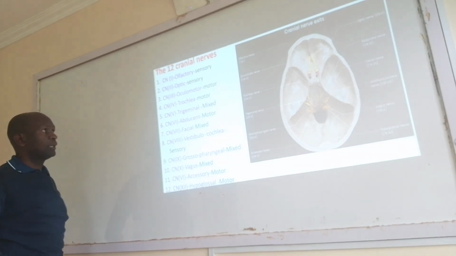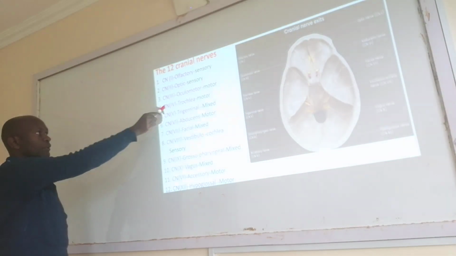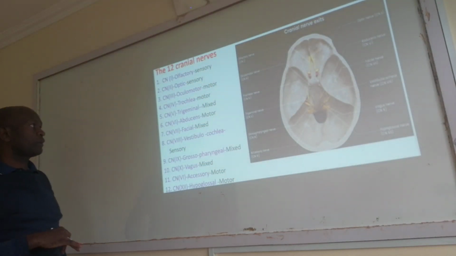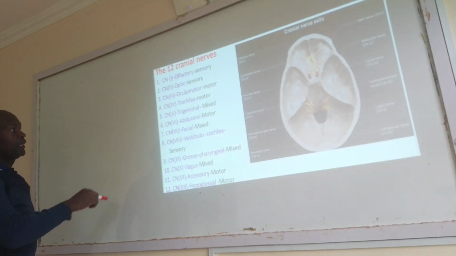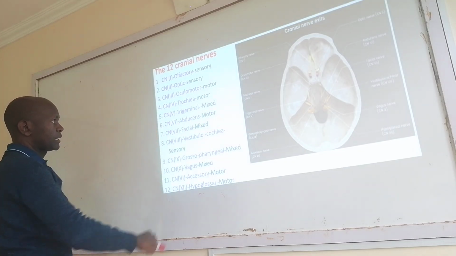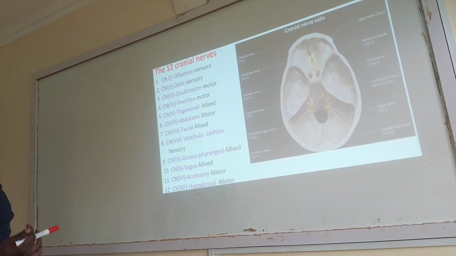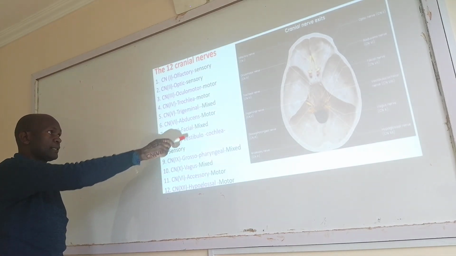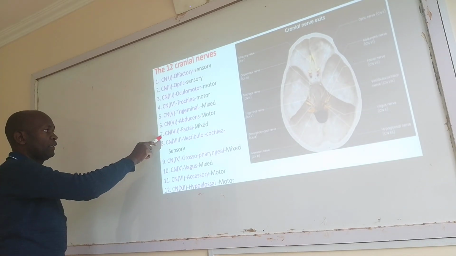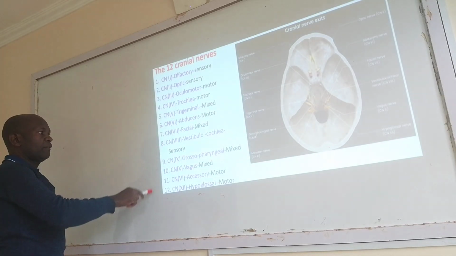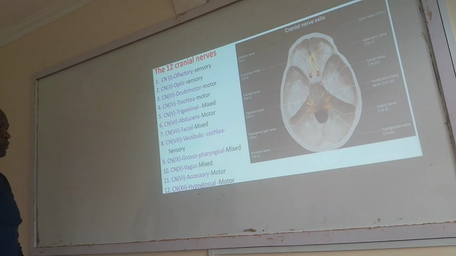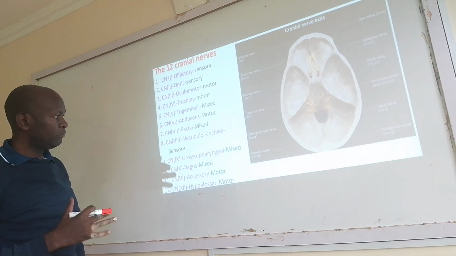Trochlear is a pure motor nerve. It is cranial nerve number 4. We shall also mention one of its functions on what we refer to as the superior oblique muscles. Then we have cranial nerve number 5. It is a mixed nerve, mixed meaning it has both sensory and motor. Cranial nerve number 6 is purely motor. Cranial nerve number 7 is mixed. Cranial nerve number 8, which is called vestibulocochlear, is purely sensory. It deals with the issues to do with the ear, hearing and balance.